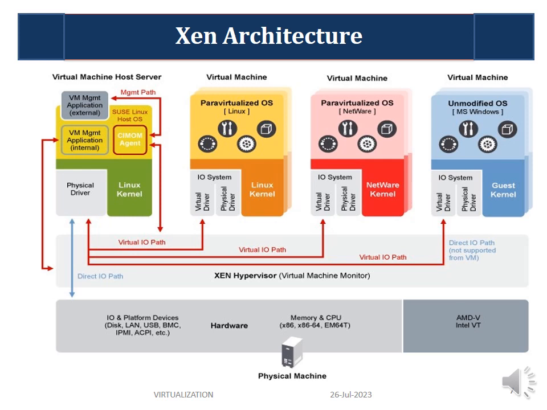So we can have the para virtualized OS. It may be Linux, NetWare or an MS operating system, whatever the operating system may be. Diversity of operating systems will be used. Among the platform devices, there will be disk, LAN, USB drives, and cards. Then memory and CPU; it can support x86, 64-bit, and AMD and Intel devices. The virtual driver and the physical driver both comprise the I/O system.